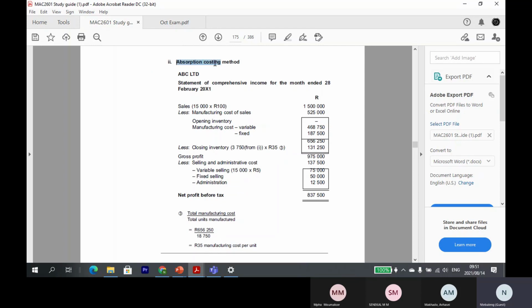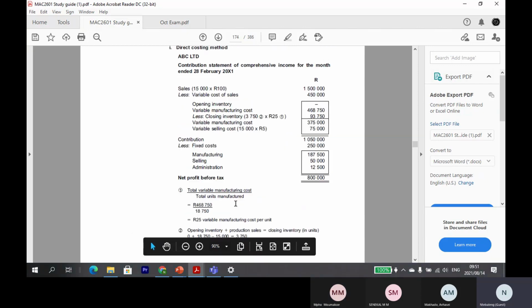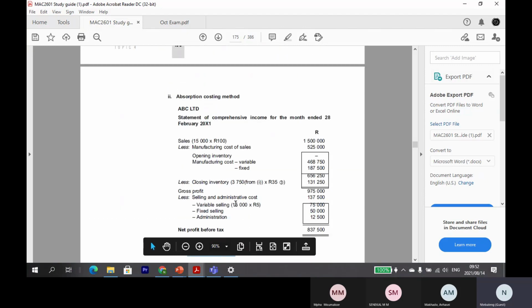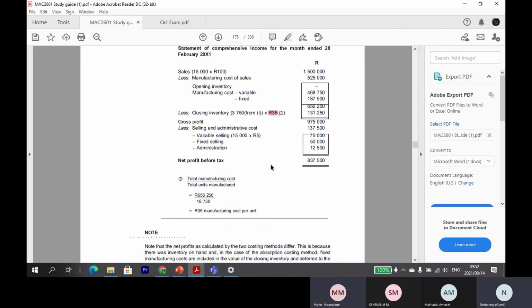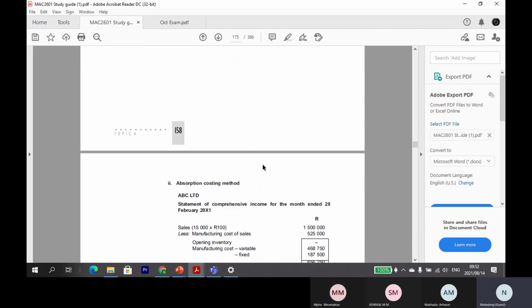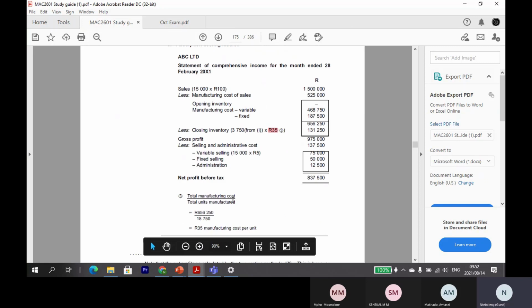However, when it comes to absorption costing, you have to find the cost per unit that includes both variable and fixed manufacturing costs. So it stays the same for the direct costing method, but for absorption, you have to get the cost per unit. But the fixed selling and the fixed admin will still stay the same. It's just that what changes under absorption is the cost per unit here.